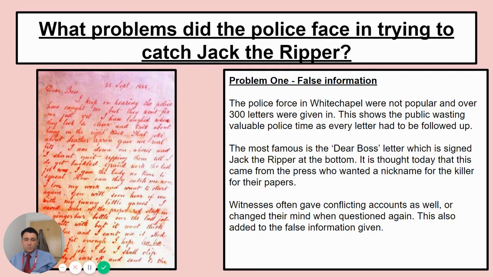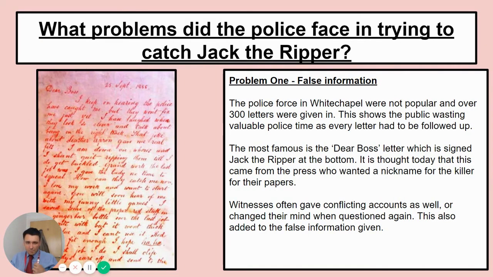And another problem as well was that witnesses often gave conflicting accounts. People who said they'd seen one of the victims near the time they were killed would change their story, or they would say they'd definitely seen them at a time when we knew they were somewhere else. And this added to the false information as well. It was very difficult for the police to get concrete, useful information.